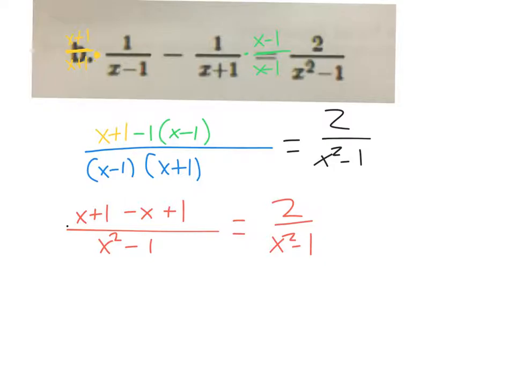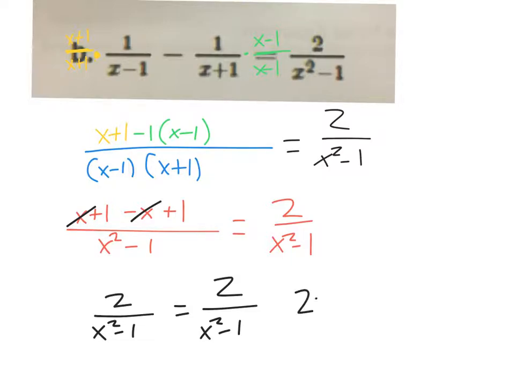So now, what is x minus x? That's 0. What's 1 plus 1? It's 2 over x squared minus 1 equals 2 over x squared minus 1. So again, when your denominators match in an equation, you just set the numerators equal to each other. So that says 2 is equal to 2. Is that a true statement or a false statement? That's true. So this would be all real numbers.